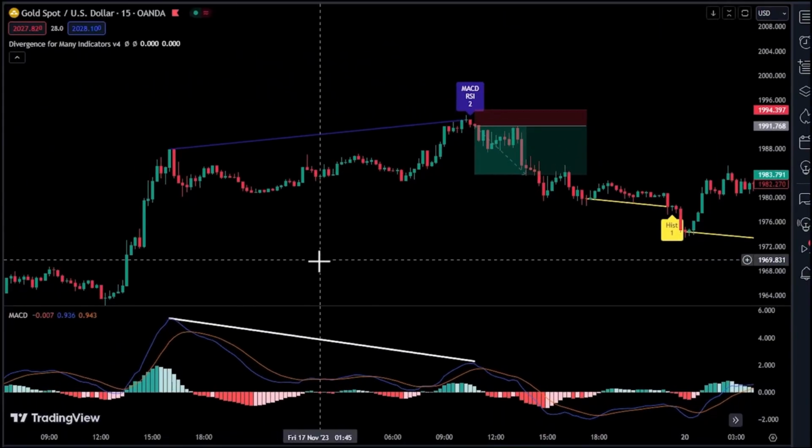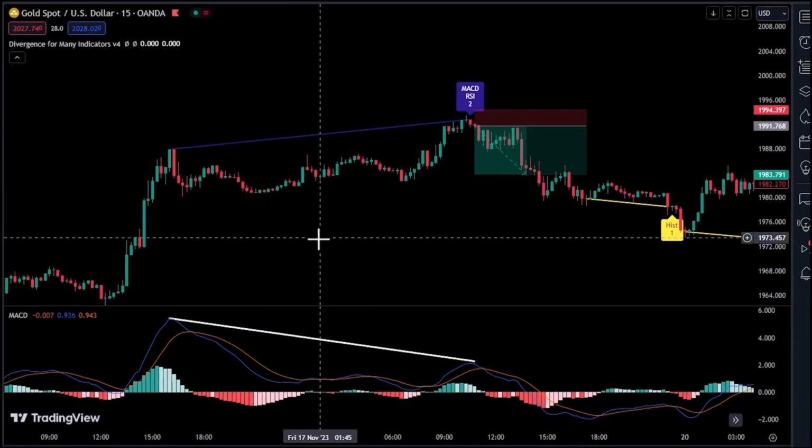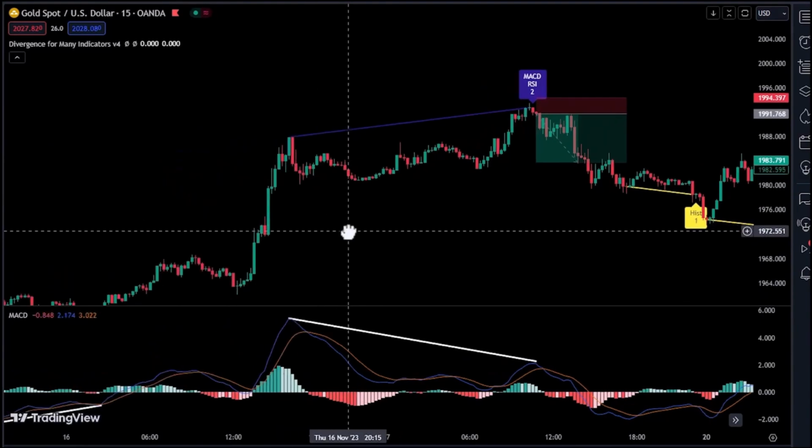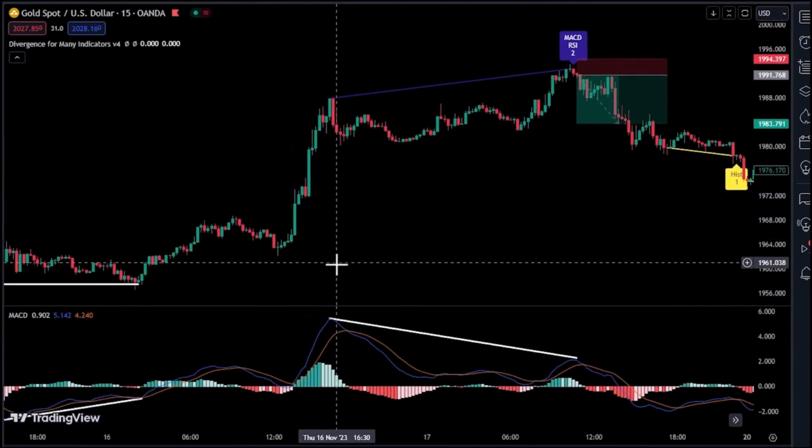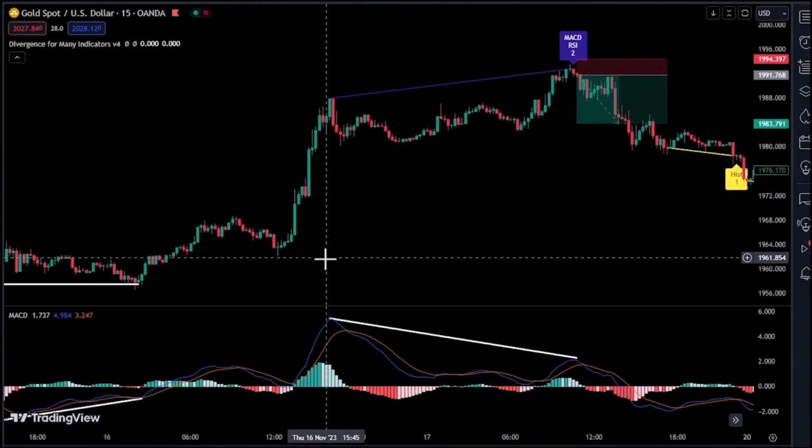So the most important point we have in taking a position based on this strategy is to look at the big context. Is the trend we have really weak or not? If the trend is still strong, we should never take a position based on divergence.